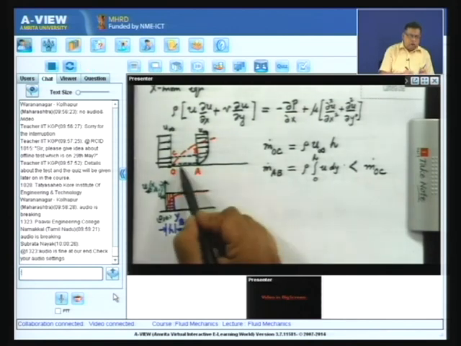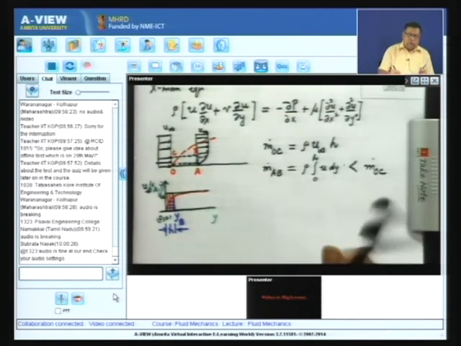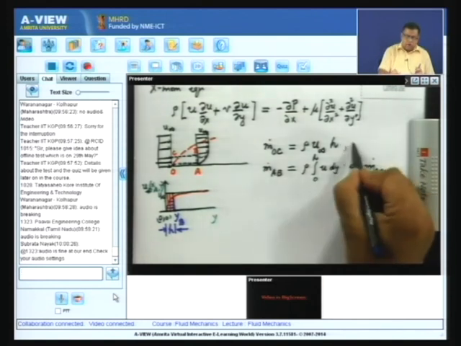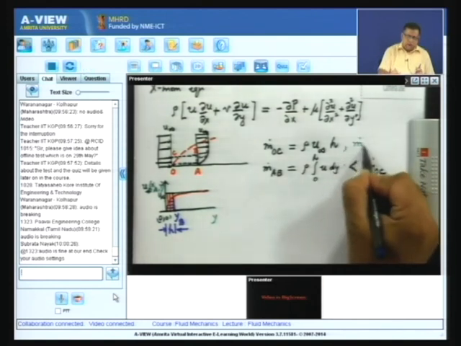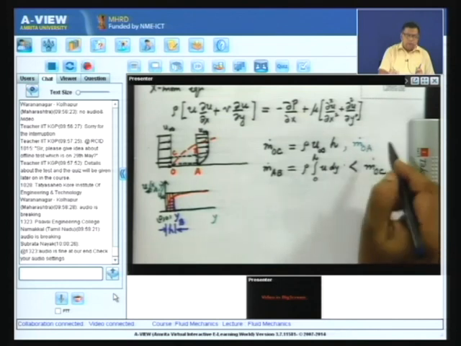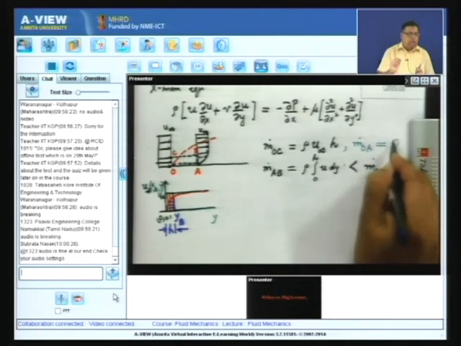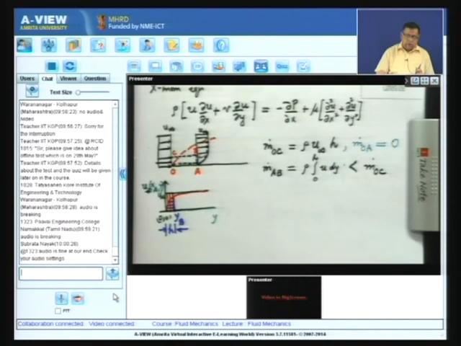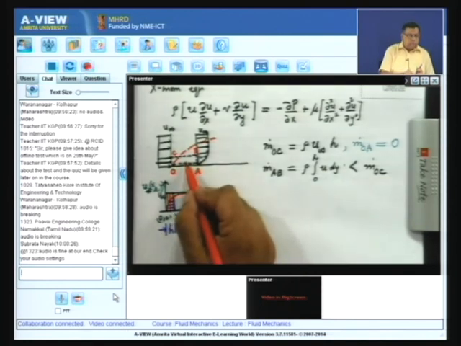Now, this wall is impermeable. So, we know that m dot OA is 0. So, no flow is entering or leaving through this control volume.